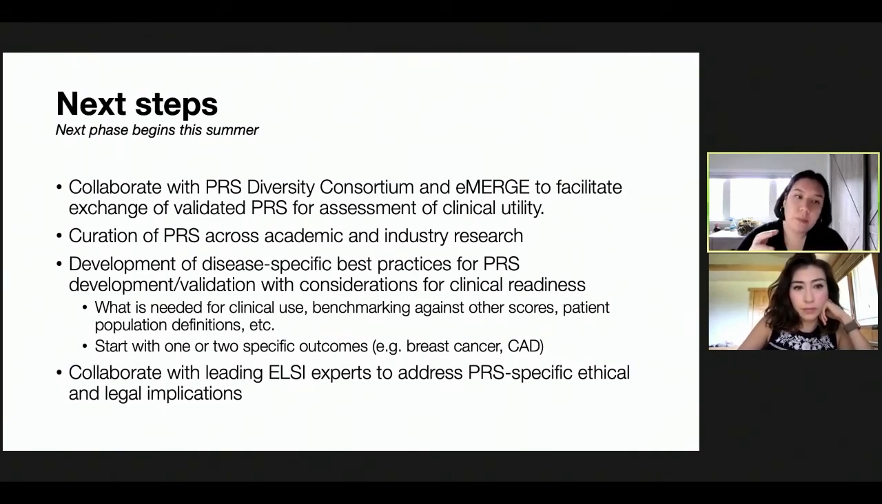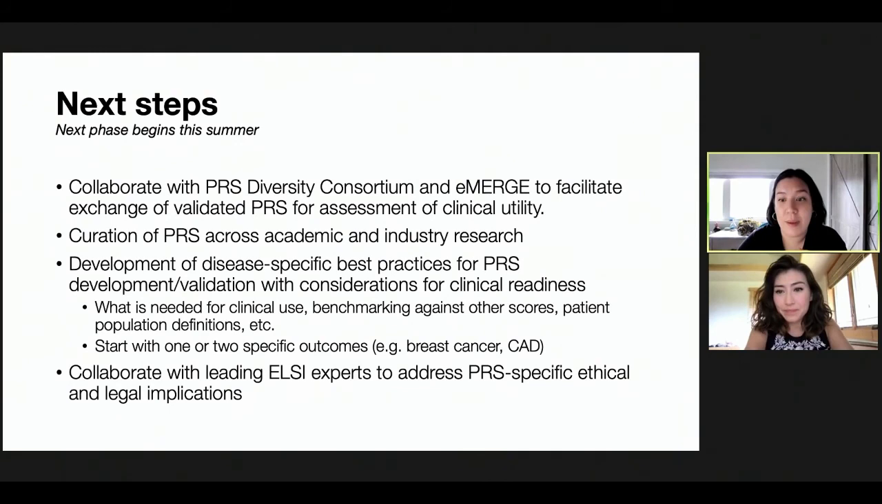So the third point on the slide here, the development of disease specific best practices. Part of when we were creating the reporting guidelines, we quickly realized that people's idea of what needs to be reported, and maybe the standards within what needs to be reported, do differ somewhat by the different outcomes, because clinical care is at different stages, has different standards, different practices, depending on the outcome. So we saw a big difference between those working in cardiovascular disease versus breast cancer.